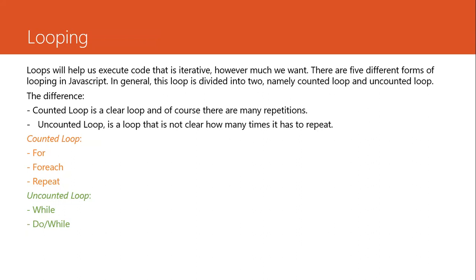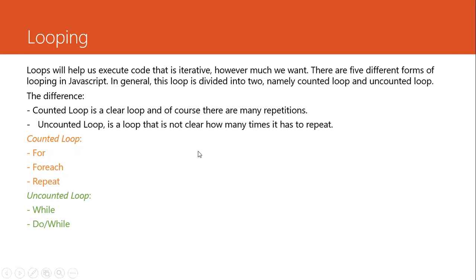Loops will help us execute code that is iterative, as many times as we want. So if we have a block of code that we want to run more than once, we want to run it many times, we can use a loop. There is counted loop and there is uncounted loop. In counted loop, usually we know how many loops or how many iterations we will run. But in uncounted loop, we don't have the exact number of times we will run this looping.